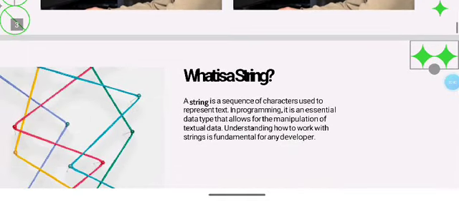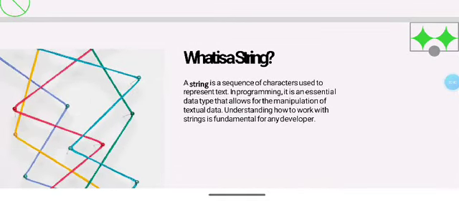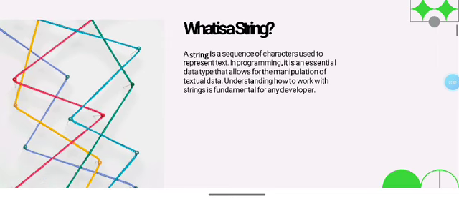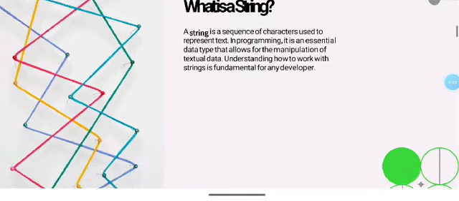What is a string? A string is a sequence of characters used to represent text. In programming, it is an essential data type that allows for the manipulation of textual data. Understanding how to work with strings is fundamental for any developer.